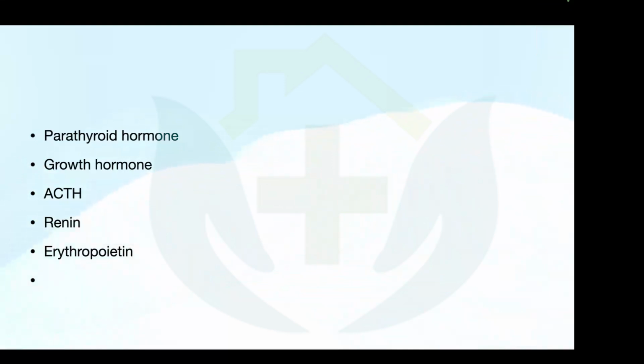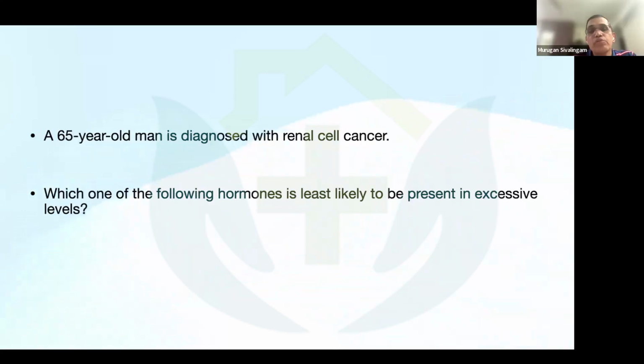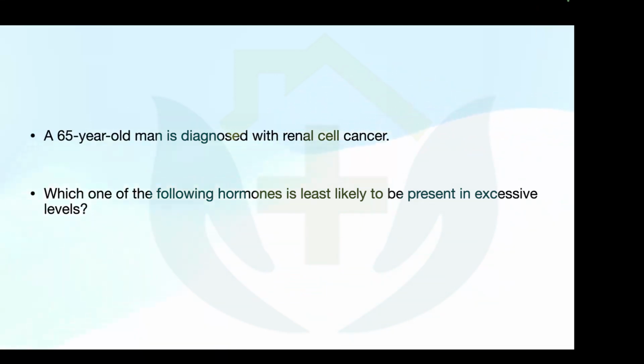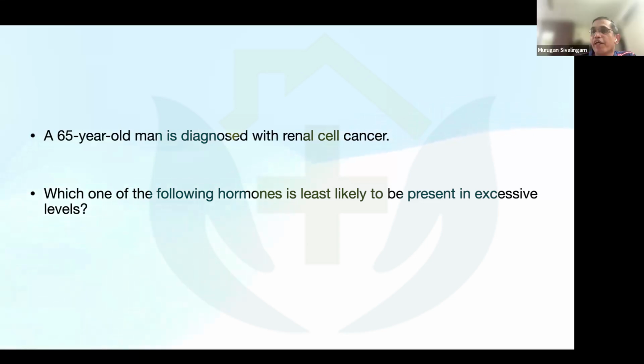Anyone? Is it growth hormone, sir? No, you misunderstood the question. One of you misunderstood the question. Which one of the following hormones is least likely? Least likely. I always tell people sometimes the MRCP exam is like a test of English rather than a test of medicine. So it's very important to read the question correctly, because sometimes it will say most likely to be, or all the following are true except. So it's very important to read the question. Obviously, erythropoietin is most likely to be present.